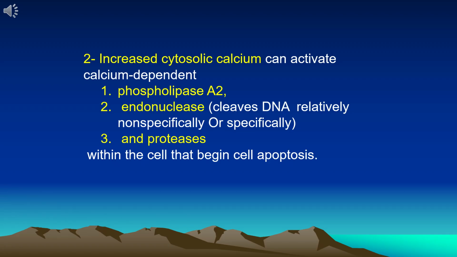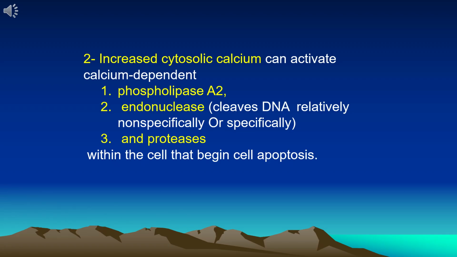Second, it activates endonucleases. These enzymes are like molecular scissors for the cell's genetic blueprint. They enter the nucleus and cleave DNA, both non-specifically, causing chaos, and specifically, creating the characteristic DNA laddering that is a hallmark of apoptosis. This makes cell death irreversible. And third, it activates proteases, most notably calpains. These enzymes degrade a wide range of essential cellular proteins, including structural proteins in the cytoskeleton and key enzymes, leading to a complete breakdown of cellular architecture and function.